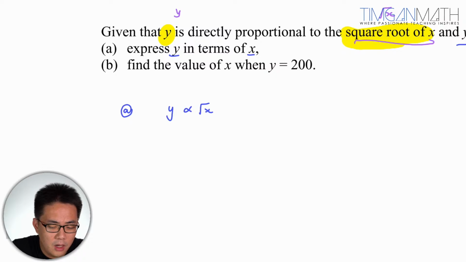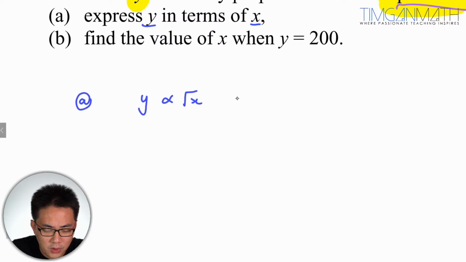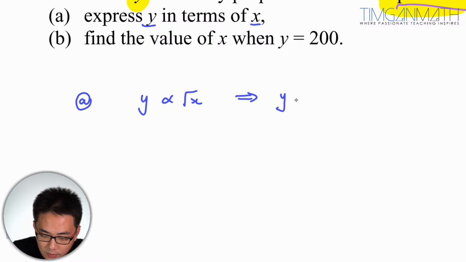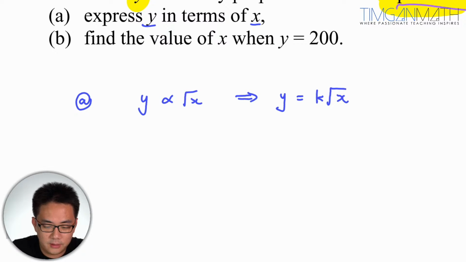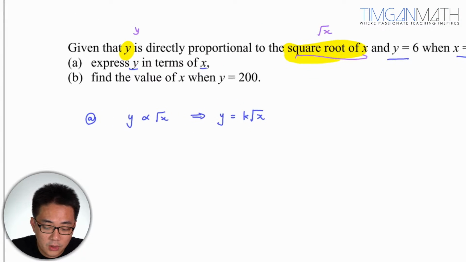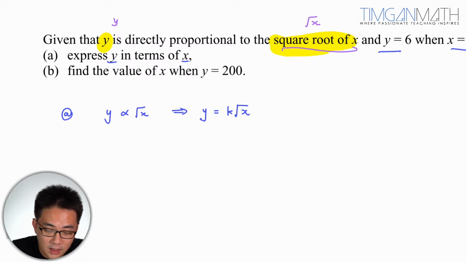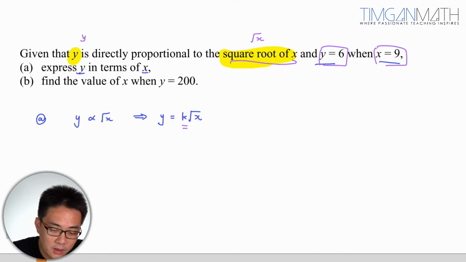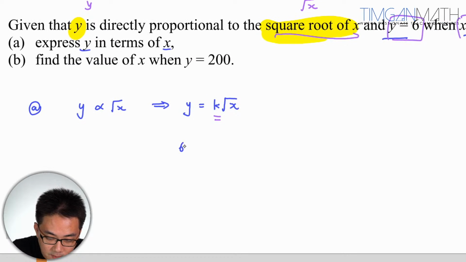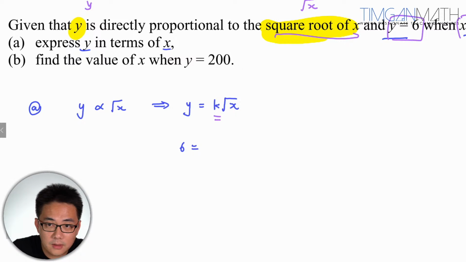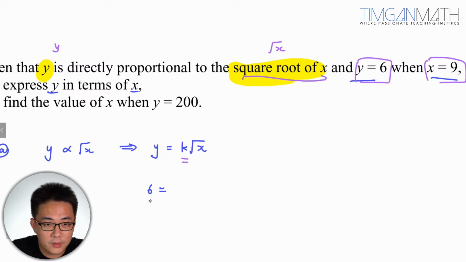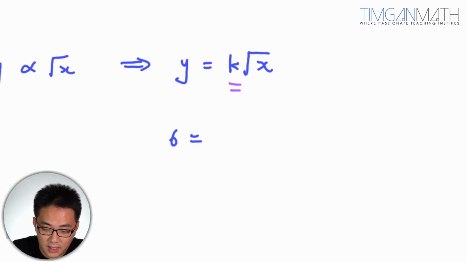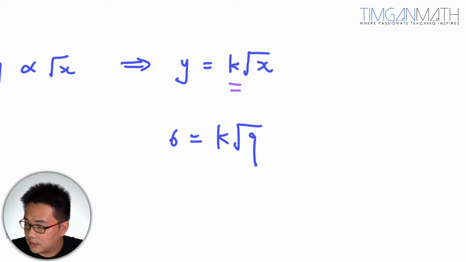Essentially, if this is proportional, what you can write down is y equals k root x, just like that. So what we're going to do is just find out the value of k here by substituting y and x in it. Then we could write down y in terms of x. So the first part is just put 6 here, and this is when y is 6. We substitute y is 6 in, and x is 9, so k square root 9 as such.